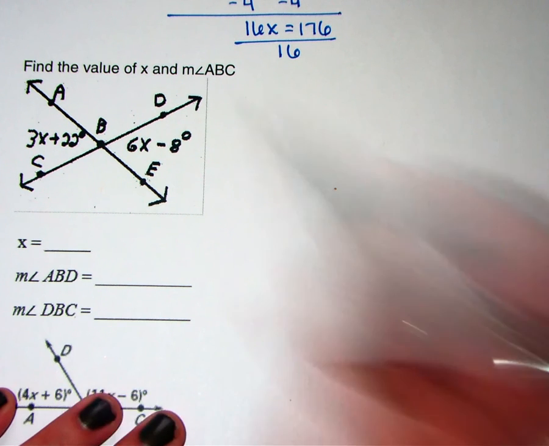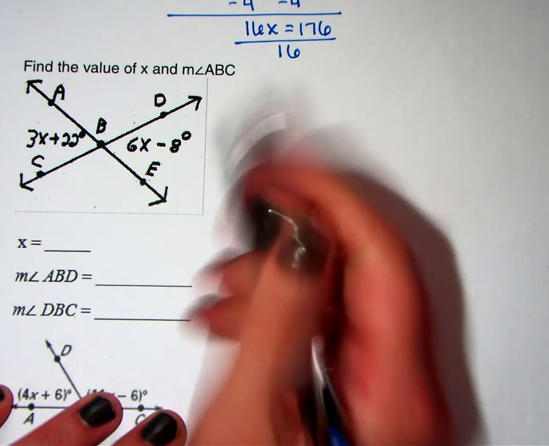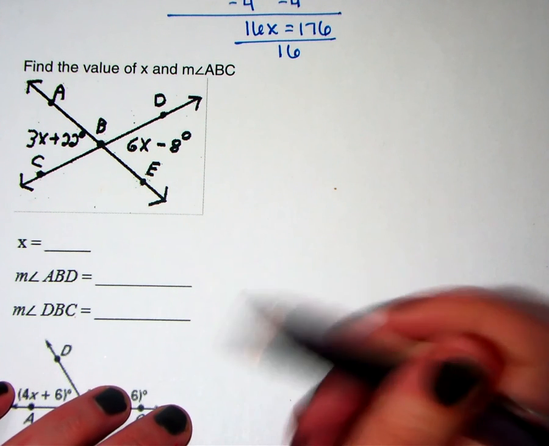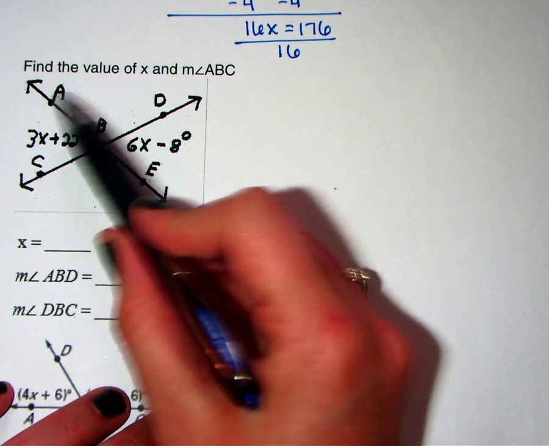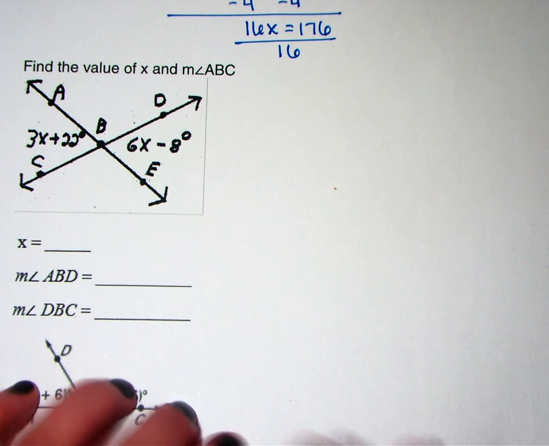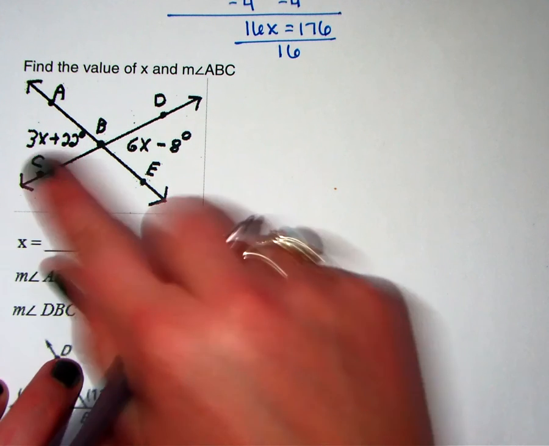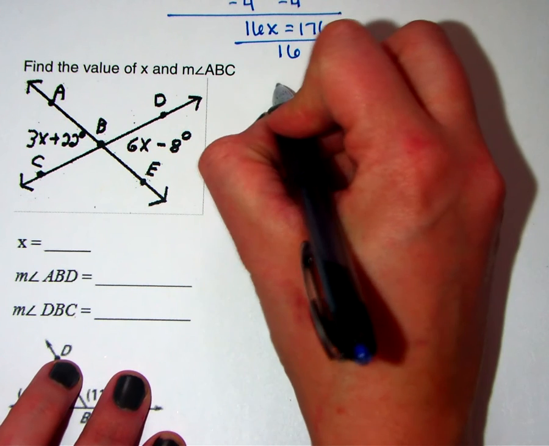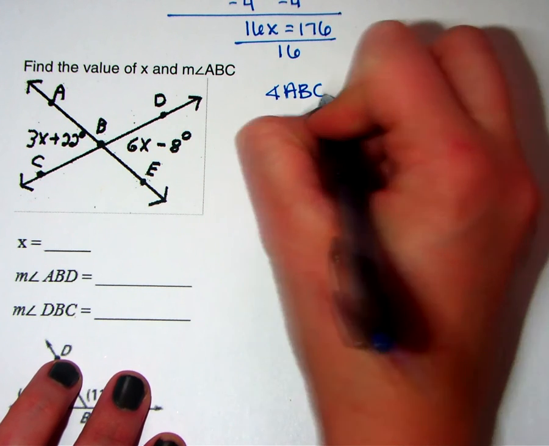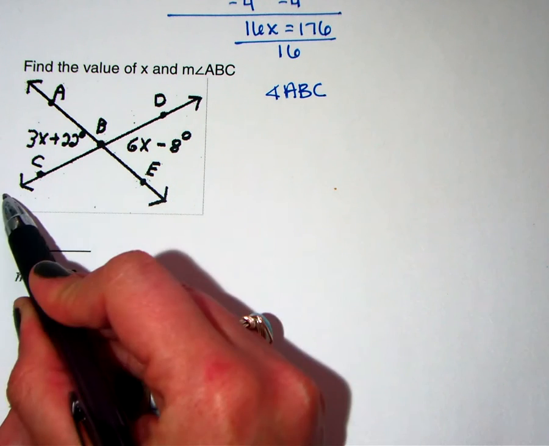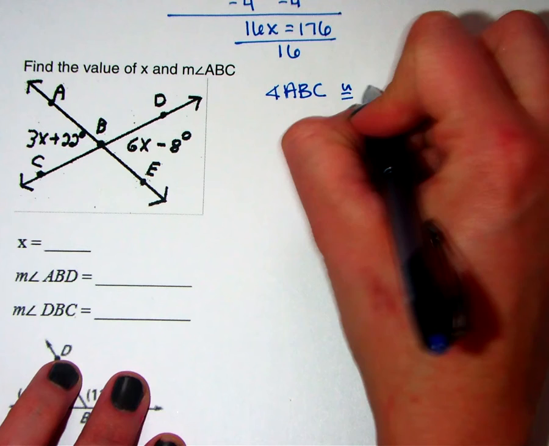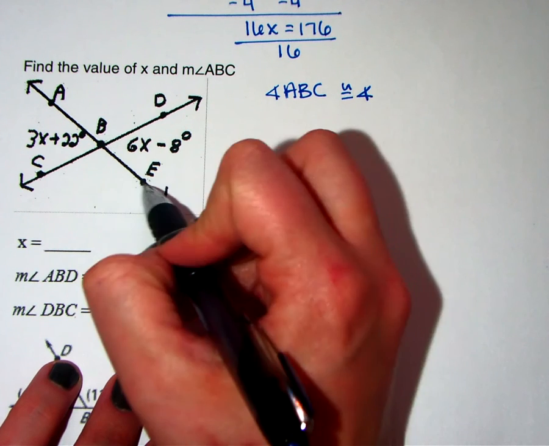These let you know when they're across from each other, they're non-adjacent, and the sides are opposite rays, meaning they're straight lines. These are going to be called vertical angles. Now vertical angles are always congruent, so let's name the one on the left. So we have angle ABC, and that's going to be congruent to angle DBE.